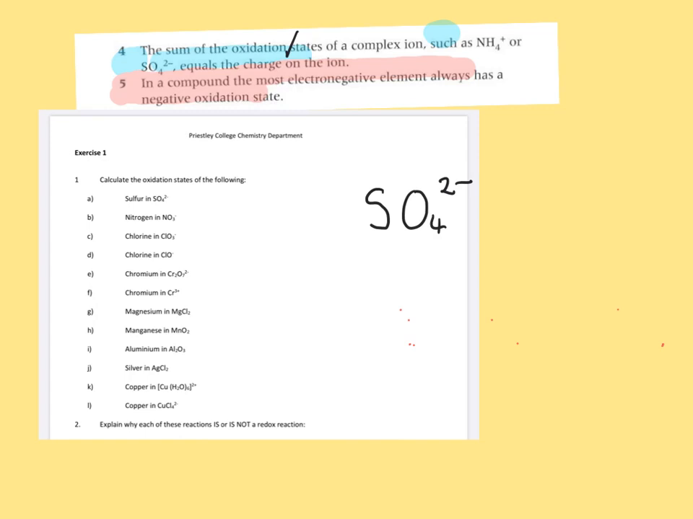So the charge on the ion is equal to 2-. Let's write that down. The sum of the oxidation states is equal to the charge on the ion. Now we don't know sulfur, so I'm just going to write that as S. But we do know from our rules that oxygen always has an oxidation state of -2. But we have not got one oxygen atom in the sulfate ion, we have 4. So what we do is we say, well, that's 4 lots of -2. Because we know that the oxidation state of oxygen is always -2.